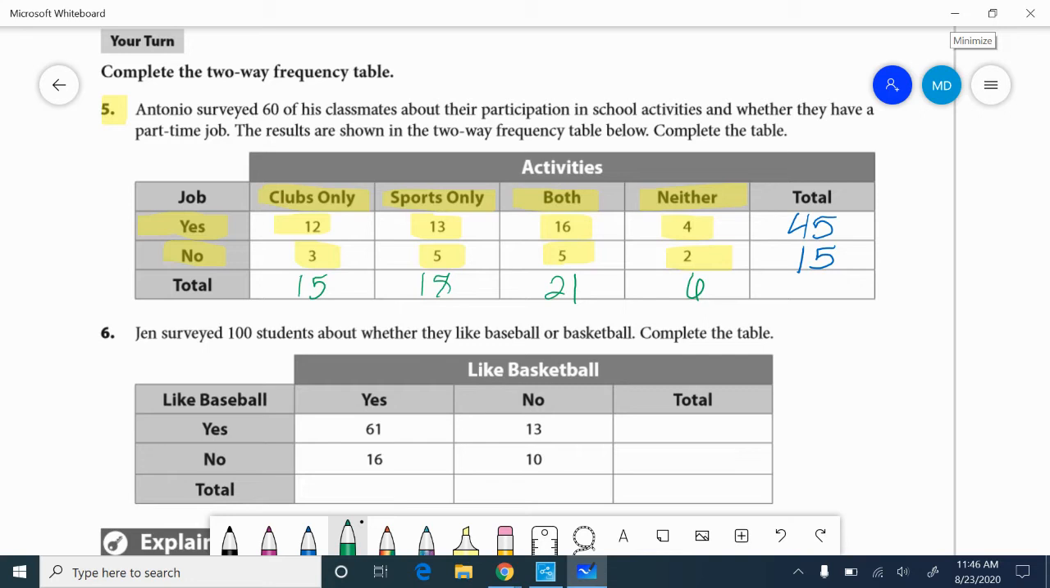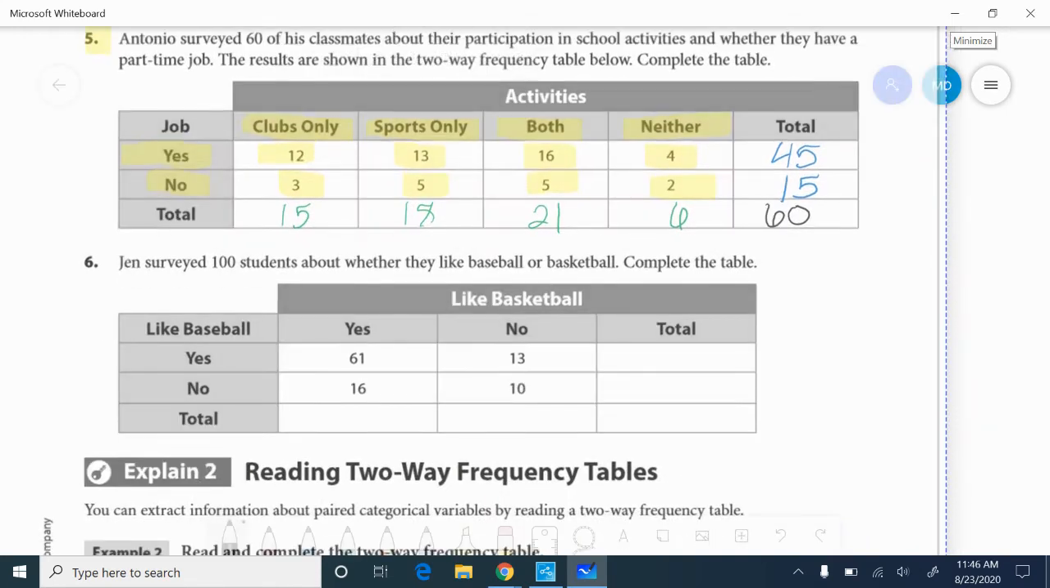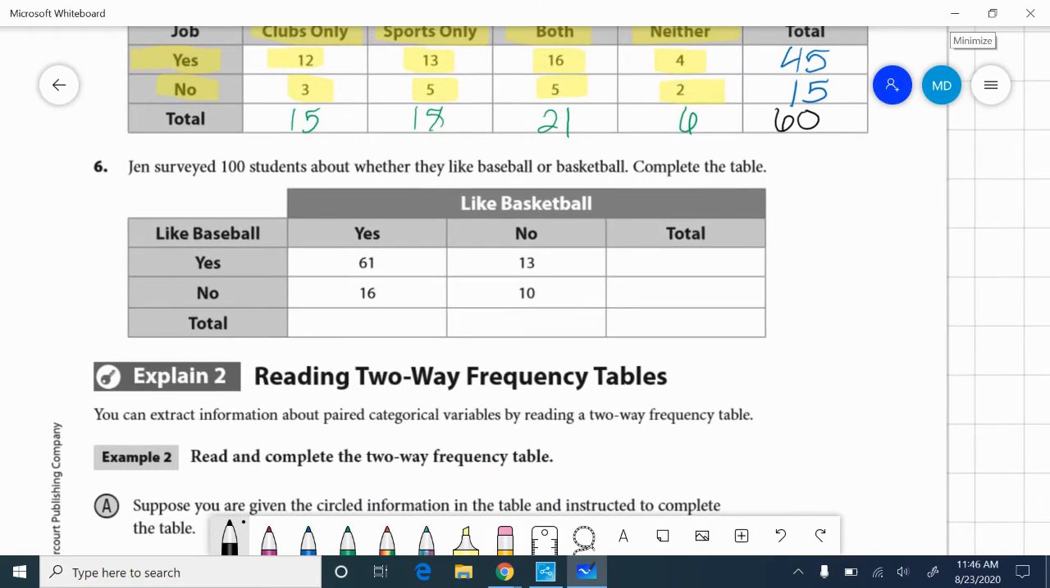So remember, when I add 45 and 15 together, I want to make sure I get the same answer as 15 plus 18 plus 21 plus 6. And you're going to get 60 either way. Okay, so that is filled in. It's a complete frequency table. We're going to look at number 6 now.